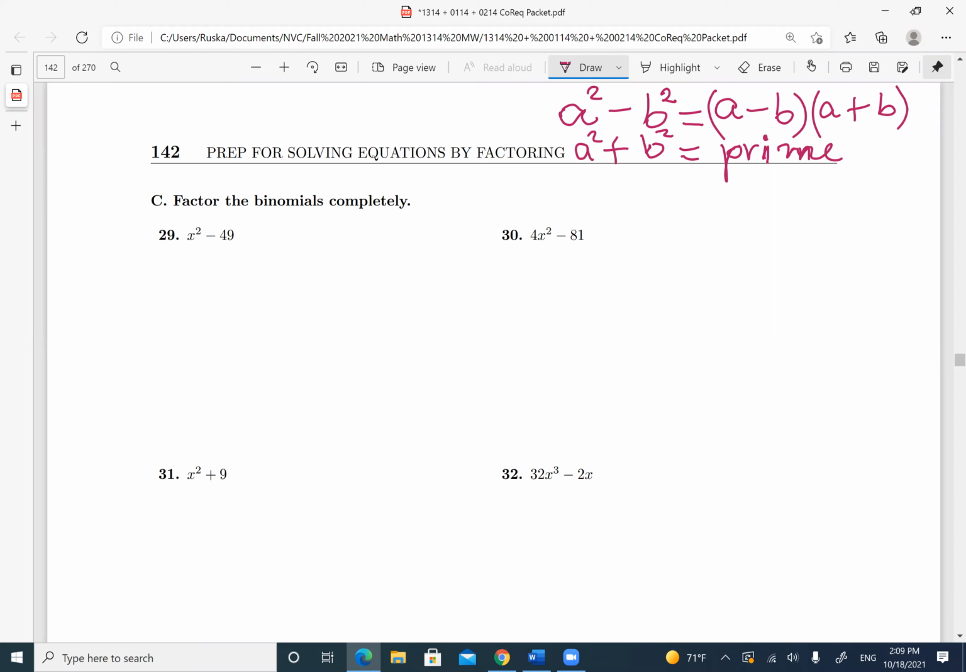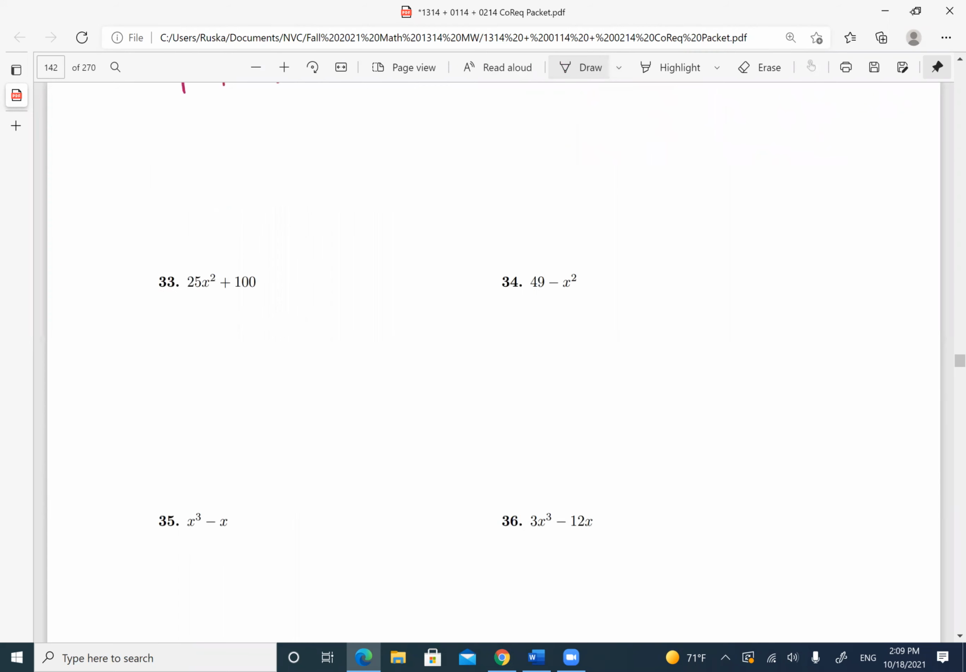Everybody understand that? So looking at this, number 31 is prime. There's nothing you can do. They don't have a common factor, so just put prime. Not factorable. Okay? Do I have another one on this page with plus?